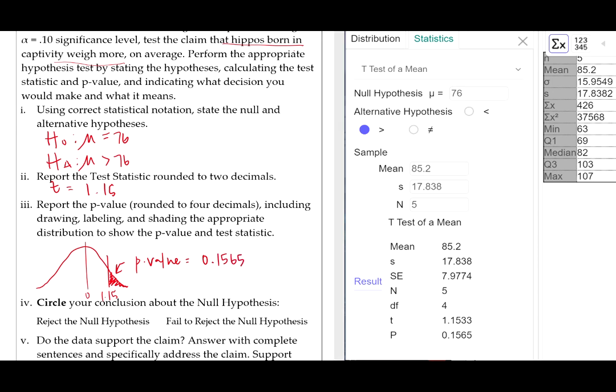So next, circle our conclusion about the null hypothesis. Up above, we were told that our alpha significance level is 0.1. Our p-value, 0.1565, is higher than this alpha level, and so therefore our results are not unusual under the assumption that the null hypothesis is true, which means that we will fail to reject the null hypothesis.